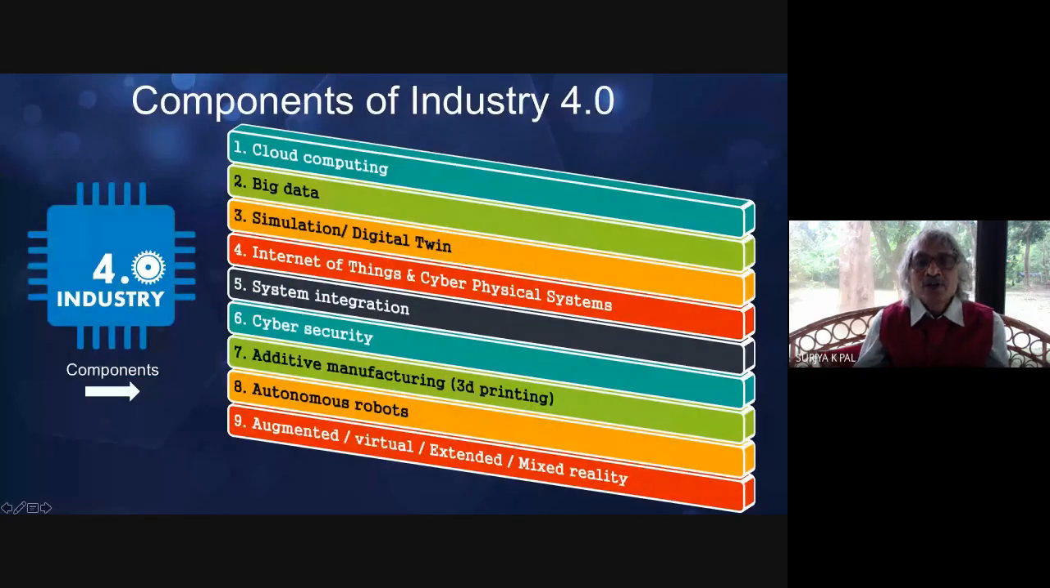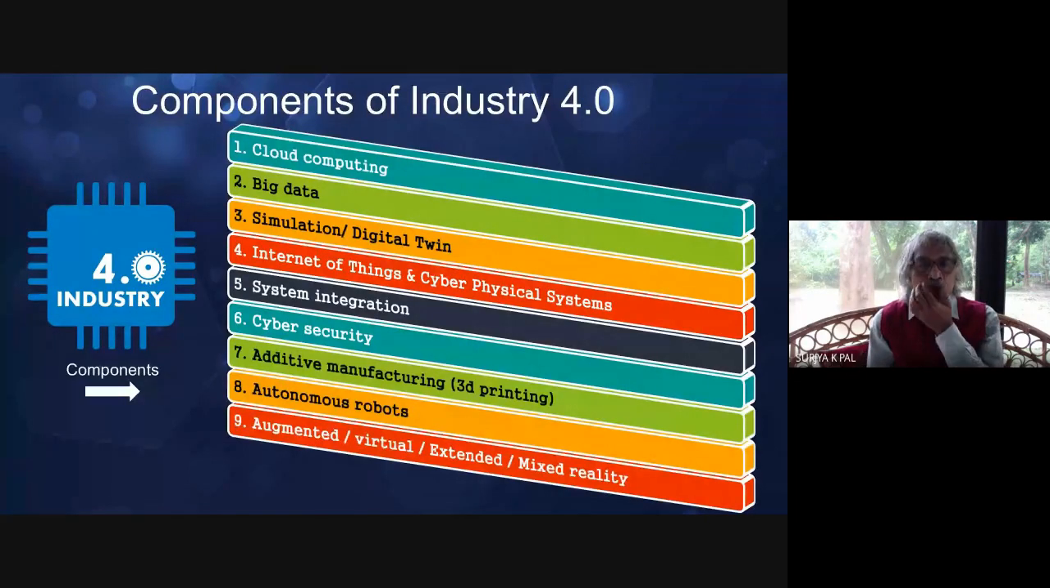So the components of manufacturing Industry 4.0: Industry 4.0 is not a single concept. It is an umbrella. Under this umbrella, different concepts are there, different modules are there. These are modules like cloud computing, big data, simulation, Internet of Things, system integration, cyber security, additive manufacturing, autonomous robots, augmented reality, extended reality, or mixed reality. Now, each and every module has got immense potential.